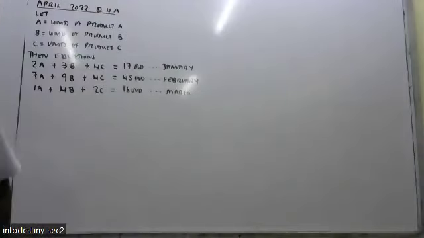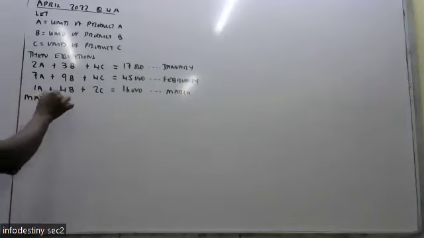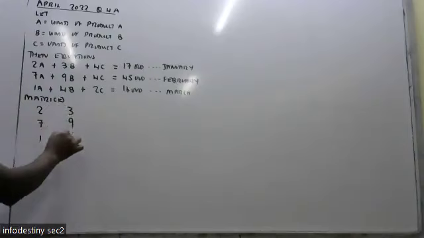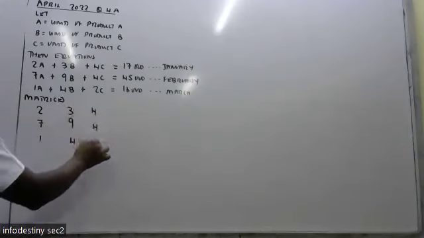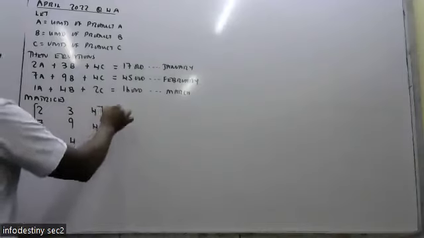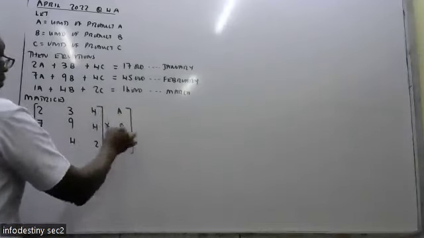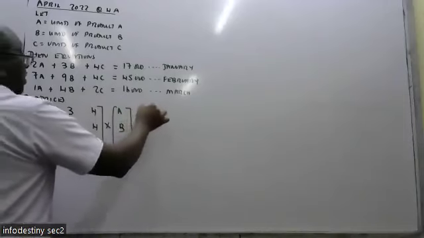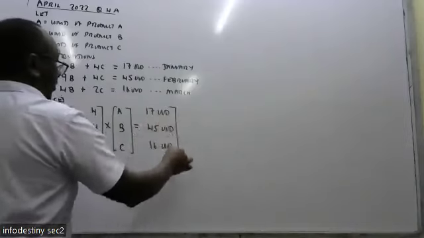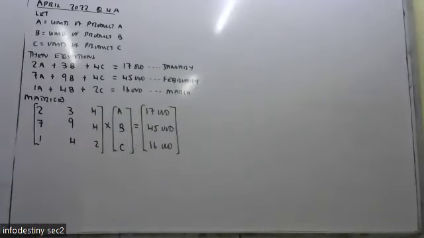You express the equations. Then these equations, you express them as matrix or matrices. Matrices. And what you do, you first of all take the coefficients. So you have 2, 7, 1, 3, 9, 4, 4, 4, 2. You multiply by A, B, C. Should be equal to 17,000, 45,000, and 16,000. So you know how to create the matrices.